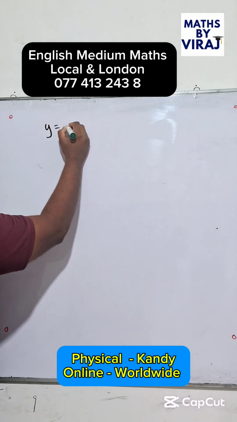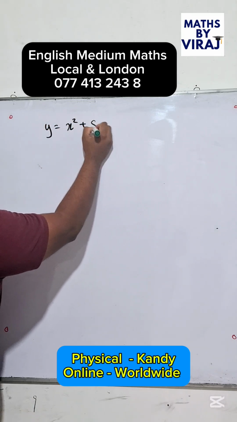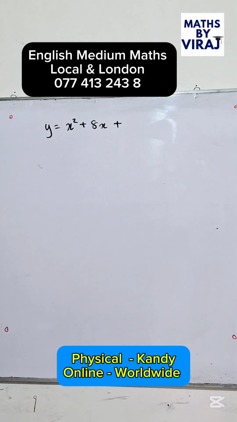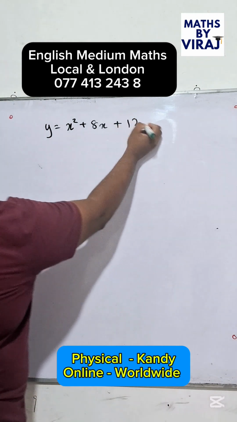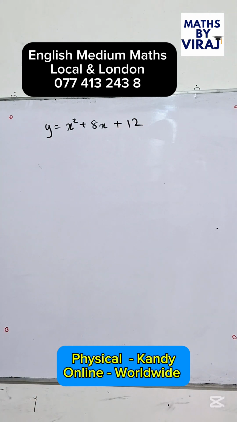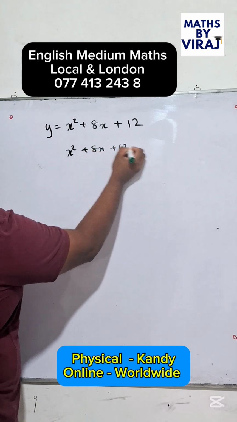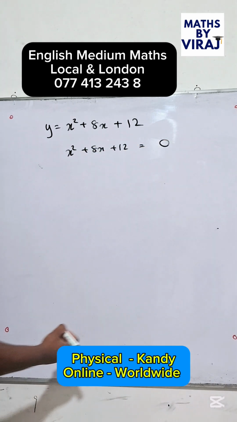y is equal to x squared plus 8x plus 12 is the question that is given. Now how do we actually use the completing the square method to do this? Very simple. What we do is we equate this to 0.